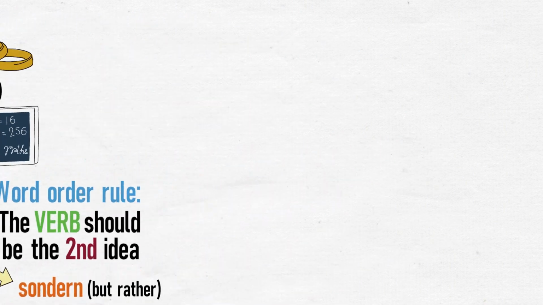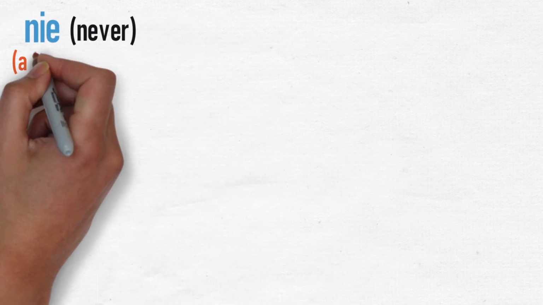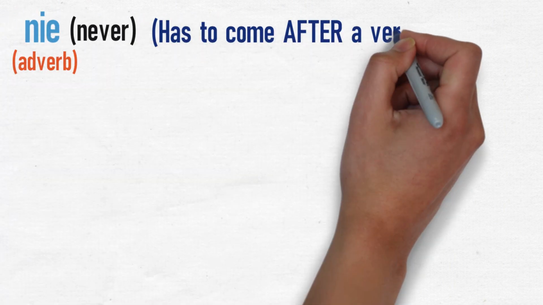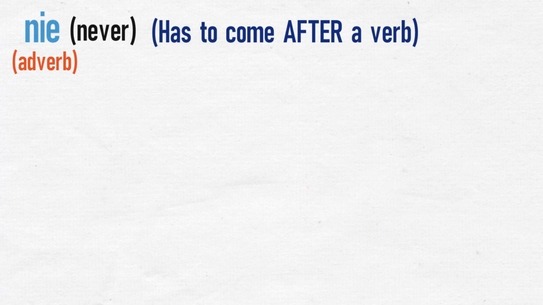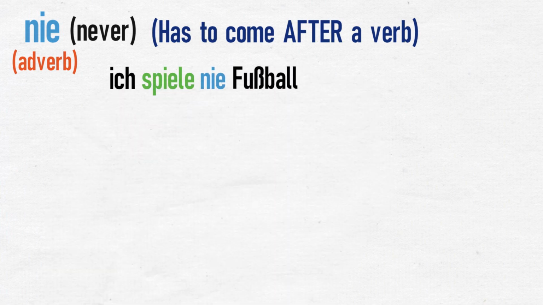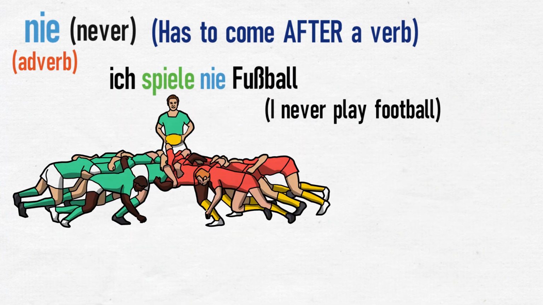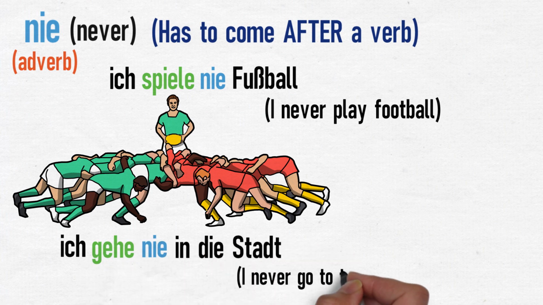The word nie, which means never, is an adverb, so has to come after the verb, keeping the verb second as mentioned above. Ich spiele nie Fußball. I never play football. Ich gehe nie in die Stadt. I never go to town.